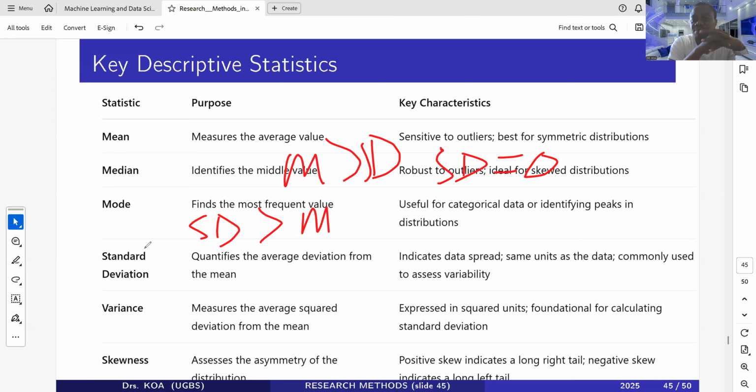Class rep, are you here? Yes, I'm here. Tell me the answer. I think it means that maybe all the data points are the same.